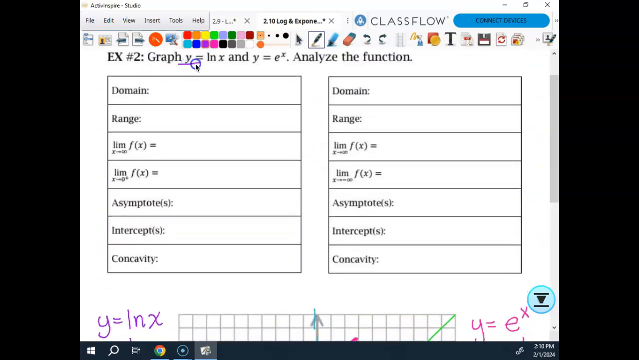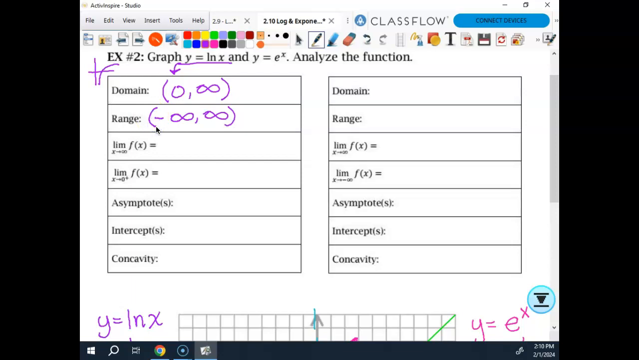And the natural log of x, that information is going to go here. My natural log looked like that, right? So what's my domain? 0 to infinity. Good. And what's my range? Good. Negative infinity to infinity.